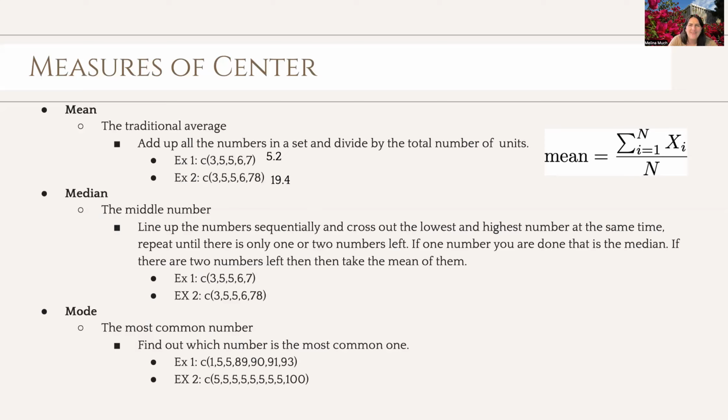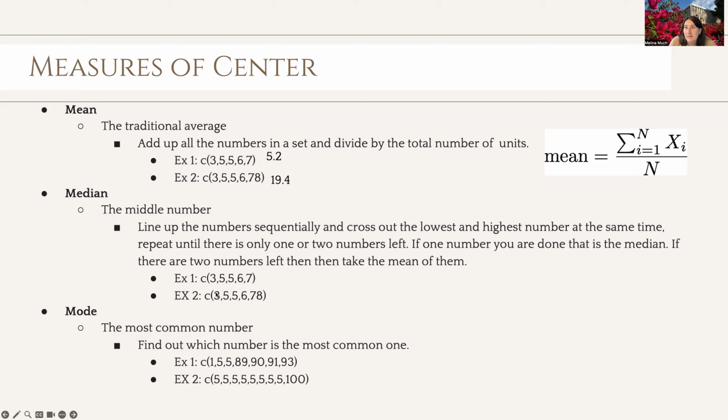So if we know we have a set that has a really strong presence of outliers that maybe aren't good indications of the rest of the set, we might want to do something like the median, okay? So the median is just the middle number. There's no fancy formula here. You're literally just going to line up the numbers sequentially, so smallest to biggest, and then cross out the lowest and highest one at the same time. Super easy. You're going to repeat till there's only 1 or 2 numbers left. If there's 1 number left, that's your median. If there's 2, you just take the average of them.